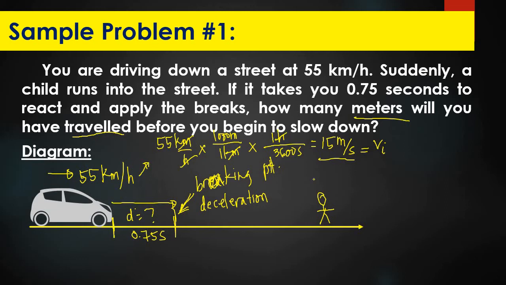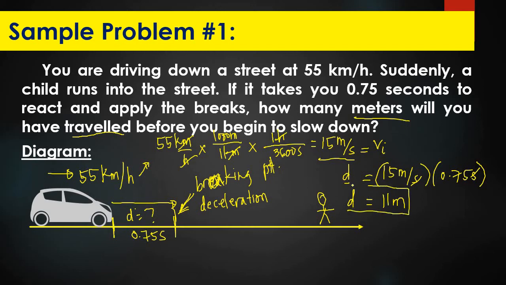What's next? Multiply. Multiply. What do we multiply? Multiply 15 meters per second to 0.75 seconds. Seconds, sir. If we're going to multiply 15 meters per second to 0.75 seconds, that is equal to 11 meters. So you suggest that that is the displacement. Right? Okay. And that is correct.